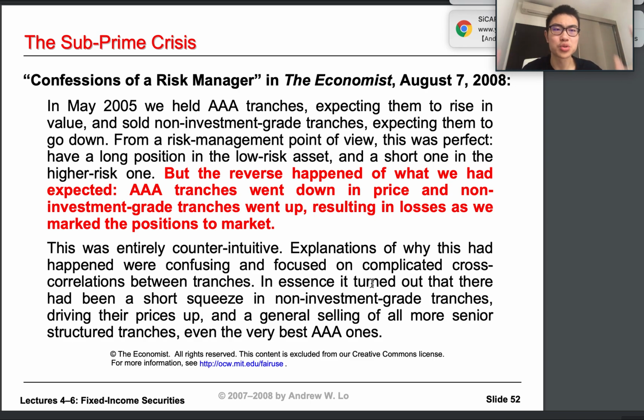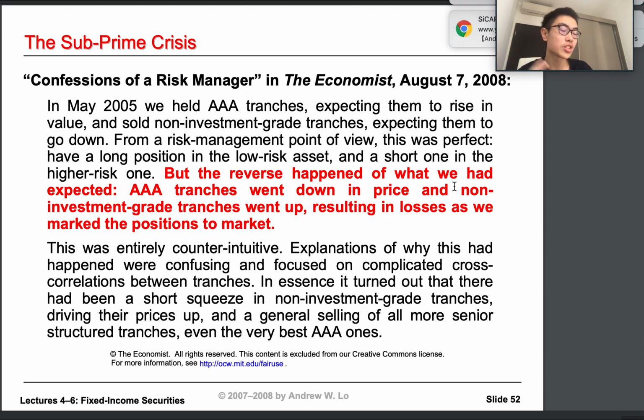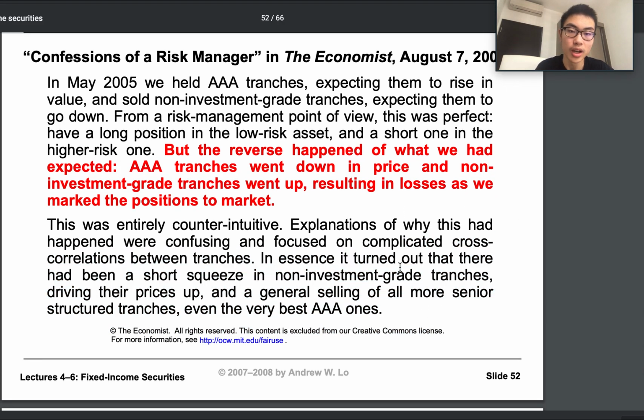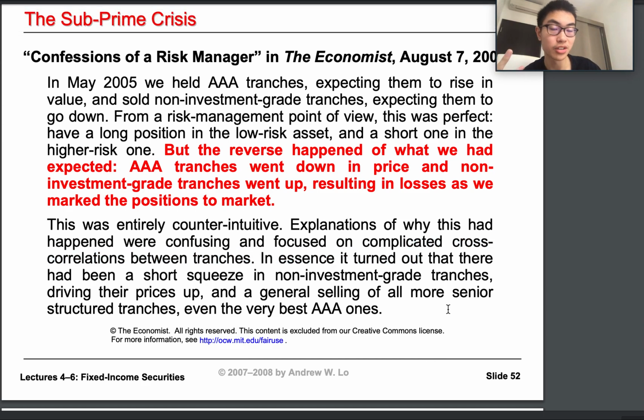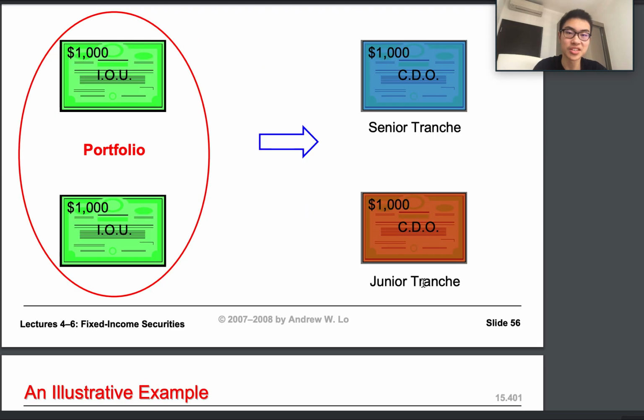So it is all because of cross relations between the tranches. Sometimes when we're doing securitization, we're assuming they are not correlated or weakly correlated. But when they're strongly correlated, there's not going to be any senior tranche or junior tranche, and they may even switch their position in the market, especially when we price in a detailed way. So we see junior prices driven up, and the general selling of all more senior structured tranches, even the best AAA ones, with people trying to sell them because they now find junior tranches more attractive. So that is about securitization, and a pretty interesting discussion to share with you guys.